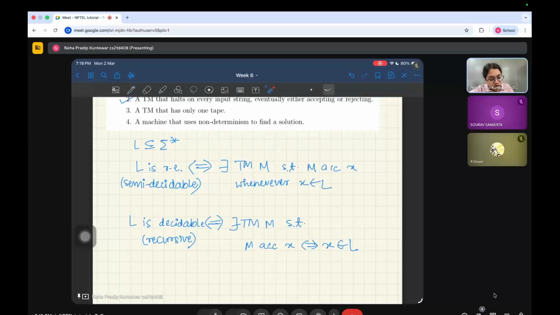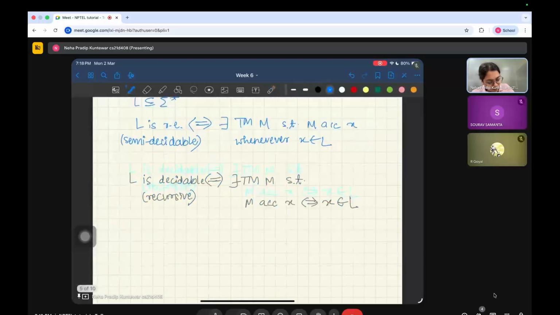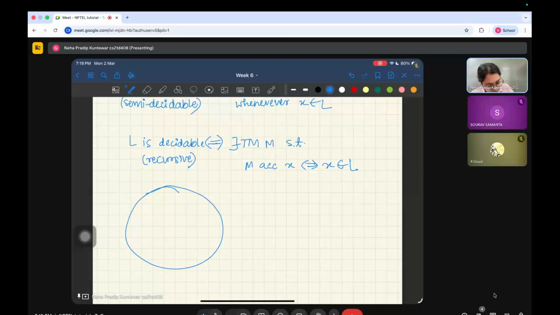Okay, so here what we are saying is that the machine must accept whenever X is in the language. If X is not in the language, then the machine may accept, may reject, or may keep looping. Okay, so there is no guarantee that it's going to halt in the first place. It may just keep on running forever. By definition, this is the set of all semi-decidable languages. Then the set of decidable languages must be inside it, because any language that's decidable is also semi-decidable.